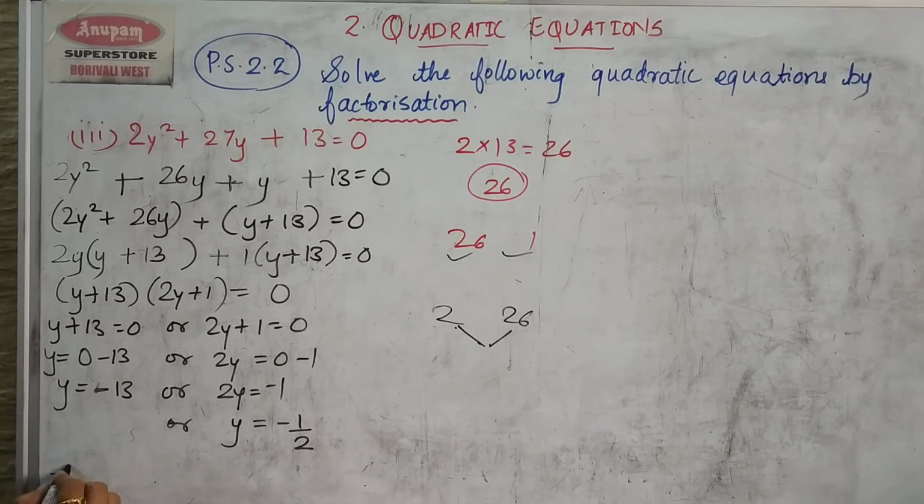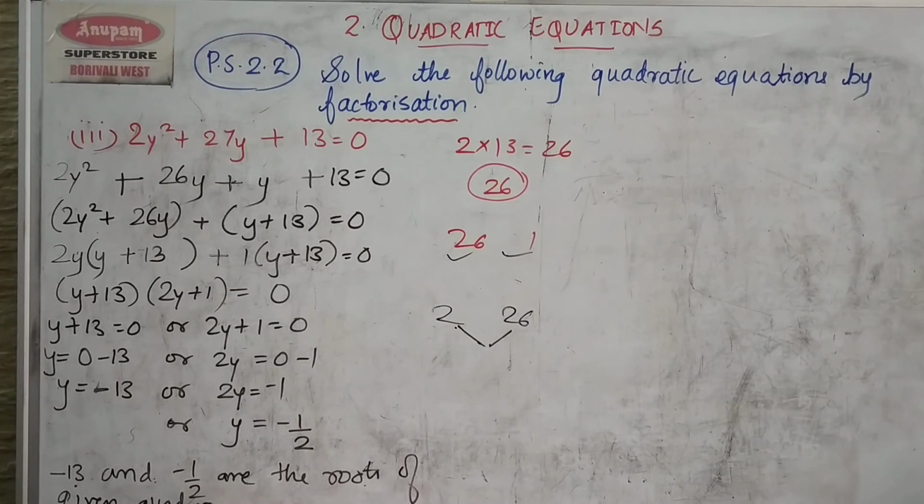So we write the final answer: minus 13 and minus 1 upon 2 are the roots of the given quadratic equation.